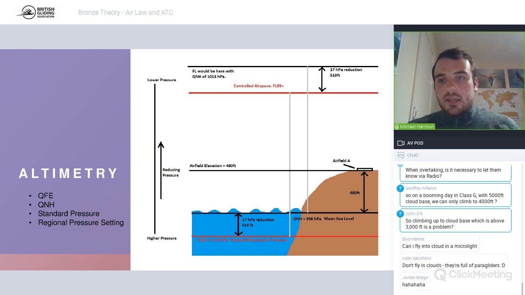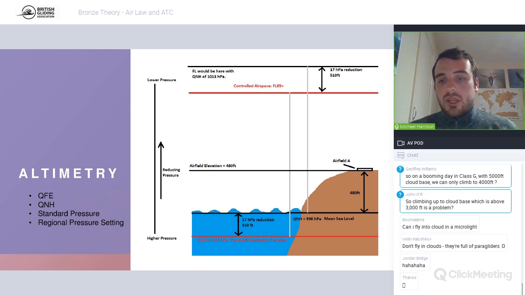Now, when we are flying, there are several different settings we can set our altimeters to. There's actually 4 different settings: QFE, QNH, standard pressure, as EASA calls it, or a regional pressure setting. When we fly our circuits from our gliding clubs, we normally set QFE. QFE is the air pressure on the surface at the aerodrome. So when you set QFE, your altimeter is now telling you a height, how high you are above the airfield.